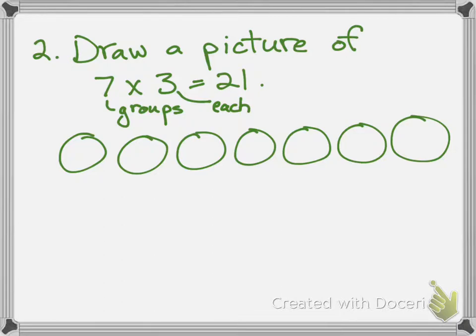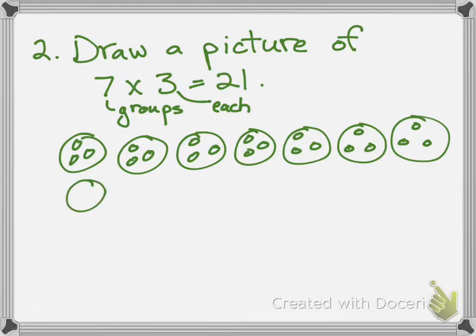Now you should have 3 items inside each. So if you went with the tried and true chocolate chip cookie, you have 3 chocolate chips inside each group. You could have had 3 stars, 3 dots, 3 of a number, 3 of a letter, okay? So if you had 7 groups and 3 things inside, give yourself a check mark for that.